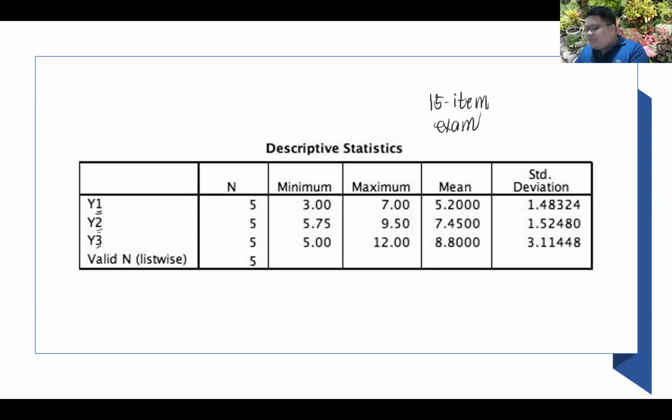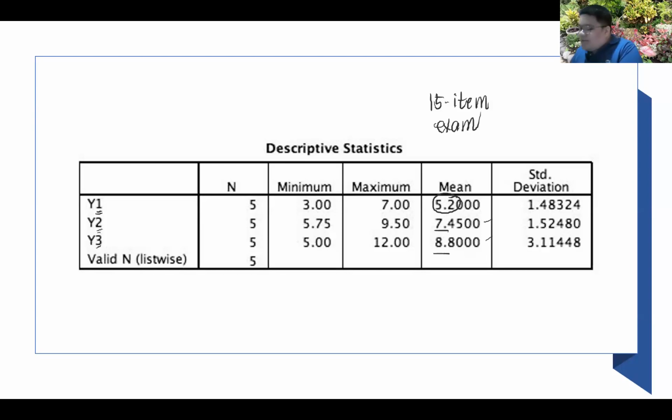Now, class, tingnan po natin yung mean. Makikita po natin na yung mean score class ng section 1 is mababa compared sa section 2 at saka sa section 3. So you can see the values 7.45 at saka 8.88. Ibig sabihin sa tatlong sections, you have the performance of section 3 as the highest. Pinakamataas po yung performance ng section 3 natin.